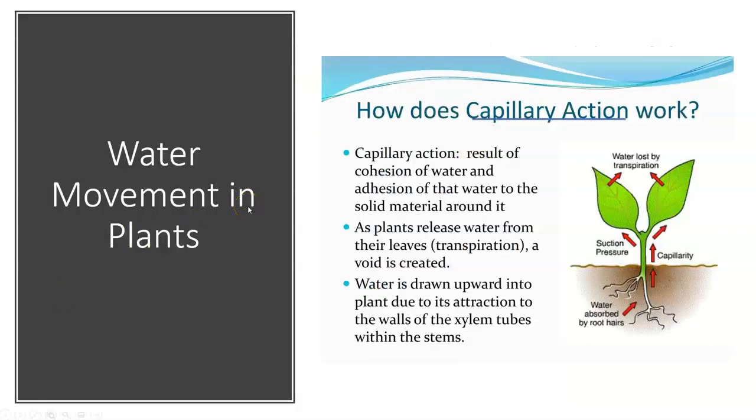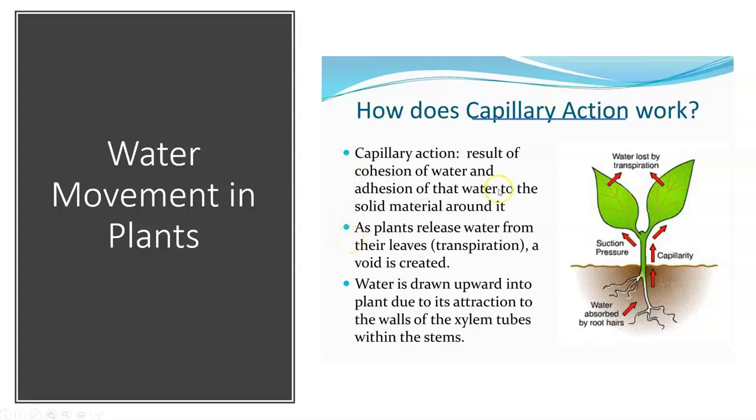So let's use the idea of adhesion and cohesion to talk about water movement in plants. And this water movement in plants is called capillary action. You guys all know that plants have roots, and water is absorbed by the roots and moves up through the plant, and then through the leaves, and then water is lost out through the leaves. Well, this capillary action, this movement of the water in the plants, is a result of cohesion of water and adhesion of that water to the solid material around it.